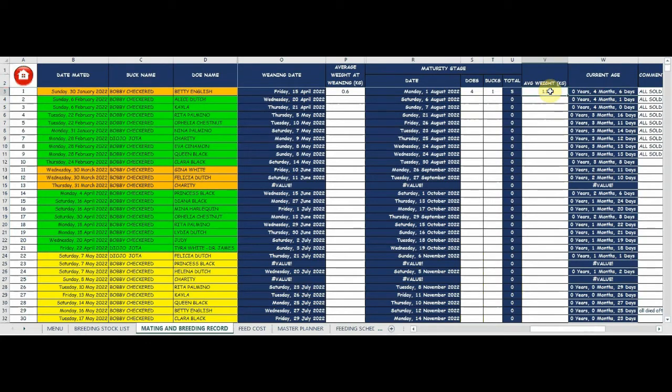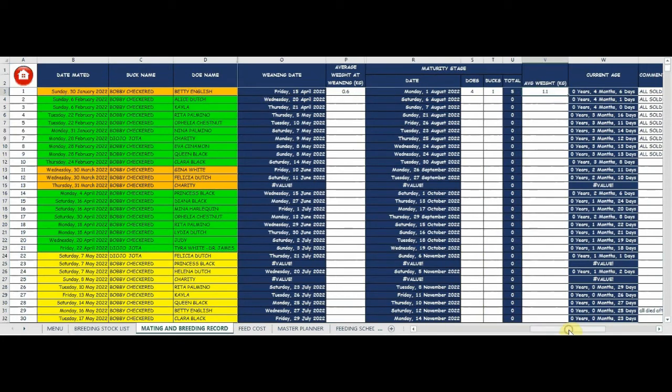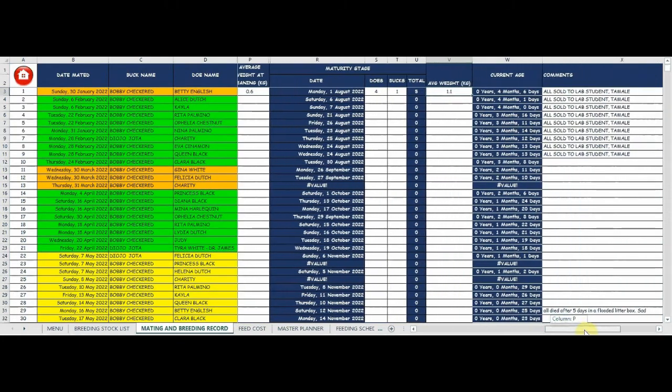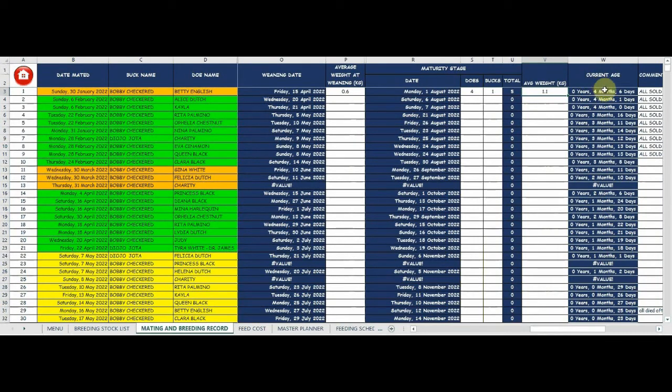Oops, I didn't get to enter here, so forget it. Now, current age: if they were still alive, they would have been 4 months, 6 days now. This really helps you with age. Some rabbit farmers just guess the dates. So once it's here, you know they are 4 months, 6 days old.